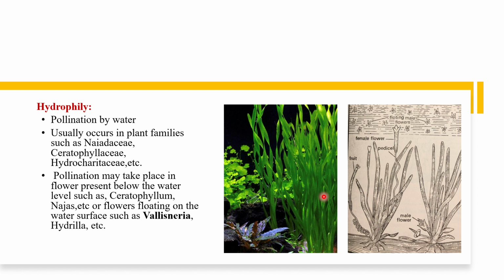Here we see this is the Vallisneria plant, and this is the male flower and these are the female flowers. This is the female flower. When the male flowers float on water, the female flower gets stuck. It has a spring-like mechanism. It is floating and it attracts the male flower, gets stuck with the male flowers and it comes down. So this is how the pollination takes place on the water surface in Vallisneria.